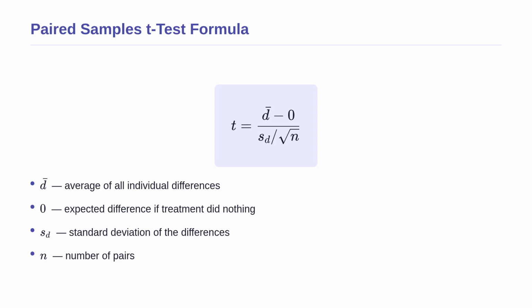With our new list of differences, we just run a standard one-sample test. Conceptually, we are testing if the average change is significantly different from zero. The top of the fraction compares the average of all the individual differences, d bar, to zero. We use 0 because if the treatment did absolutely nothing, the average difference should be 0. The bottom is the standard deviation of the differences, sD, divided by the square root of the number of pairs, n. This powerful method filters out natural differences between people. As the number of pairs increases, our confidence in the true effect grows.